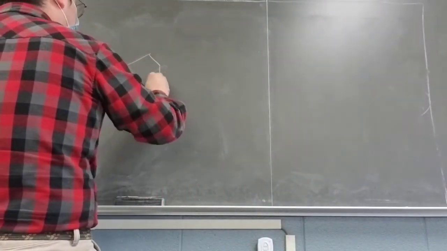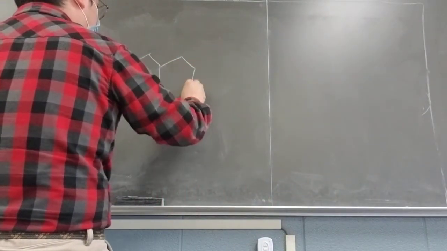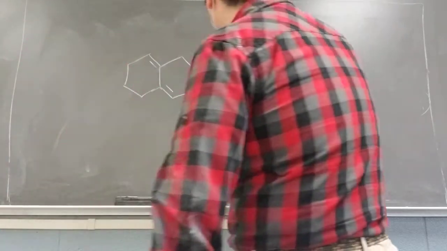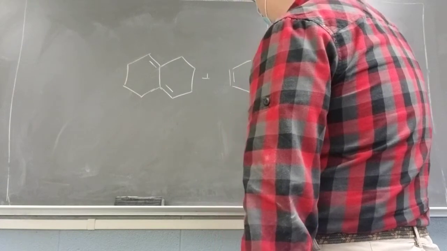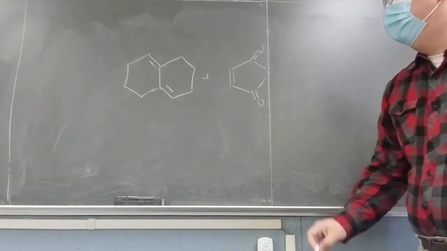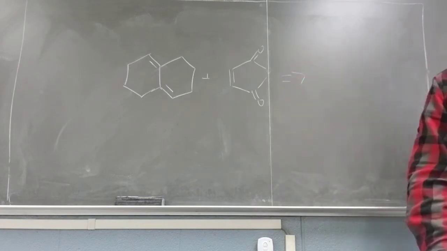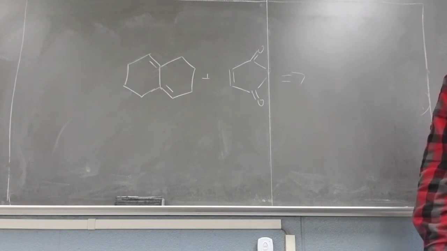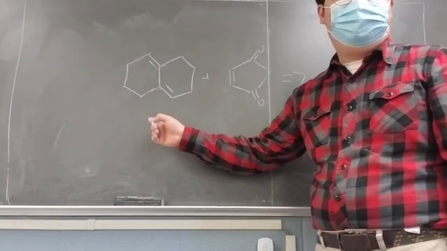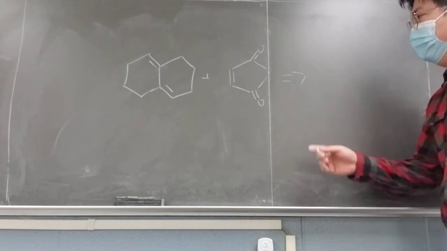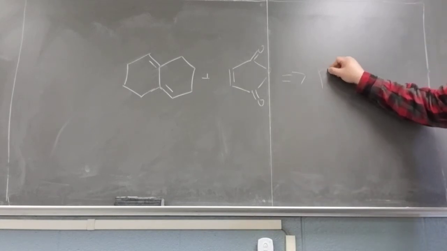If we have this one come into maleic anhydride, which is a very good dienophile, what might be the product for this one? Okay, you can try to. So this is the diene, comes into maleic anhydride, and what might be the product here?